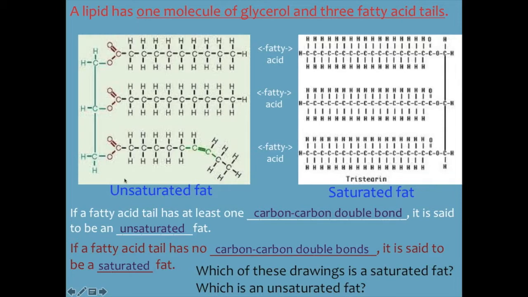Now, an unsaturated fat is where there's a double bond between 2 carbons. So you see here there's some missing hydrogens. That's because those bonds went into this double bond. So this one is unsaturated, this one's saturated. And the reason it's unsaturated is because of this double bond.